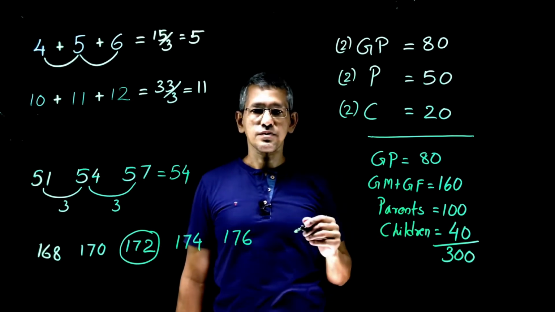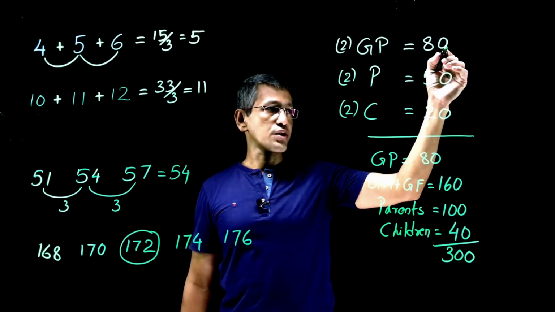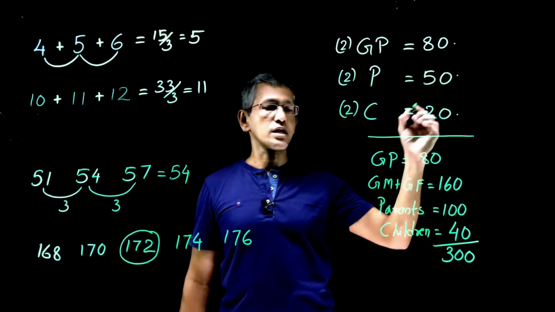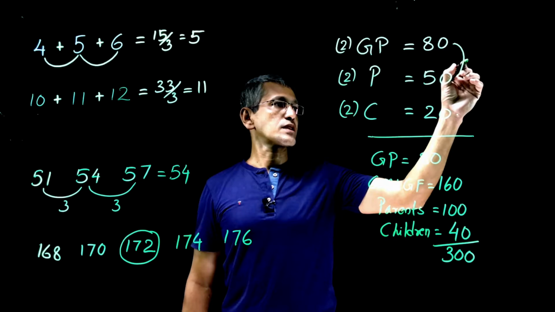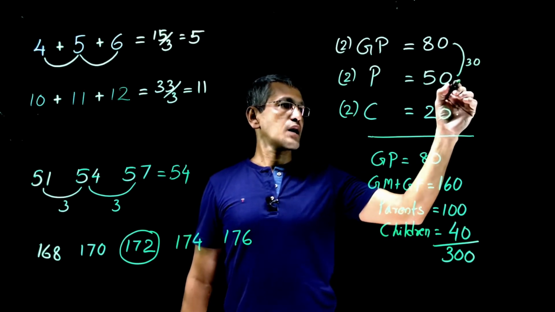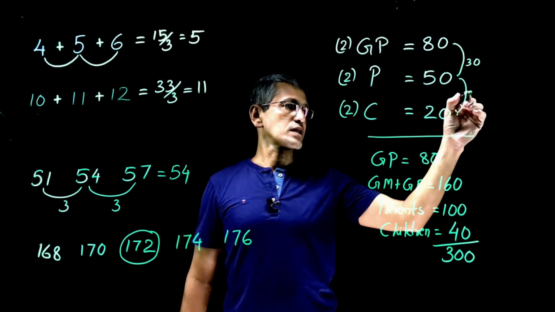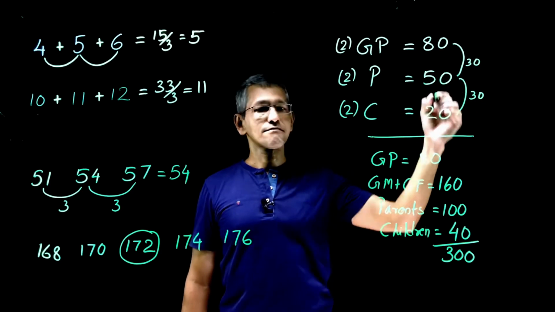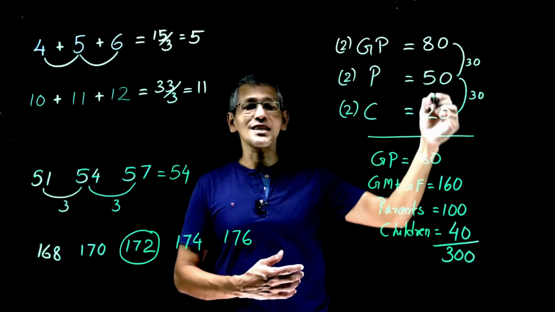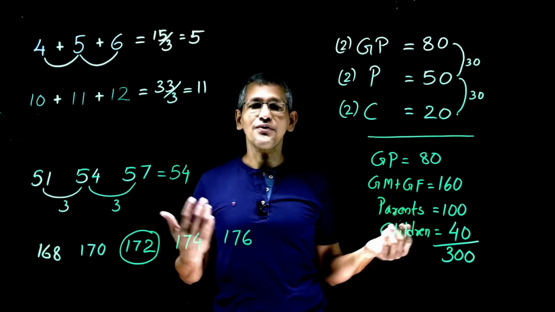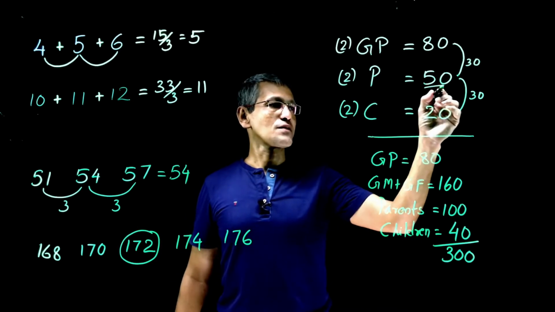2, 2, 2. And look at the average age, 80, 50, 20. So what's the difference? 80 and 50, the difference is 30. And 50 and 20, what is the difference? 30. So it's equal difference. See that? Even the average is having the equal difference. So what is the family average? That would be the middle number, 50.